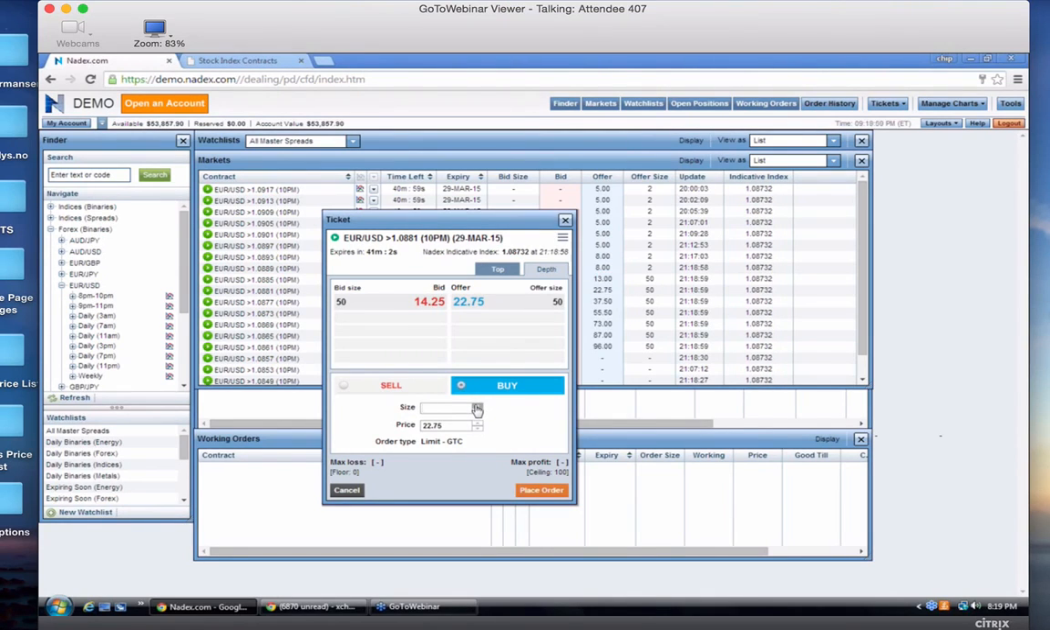Each of these binaries is a contract. One contract is worth $100 at expiration, and they're fully collateralized. If I wanted to trade more size, there's one lot, but if you keep going on the number of contracts, notice how it keeps increasing. It's 10 times 22.75, and that's your cost. That's how much you're risking, and out of 100, that's how much the payout would be.